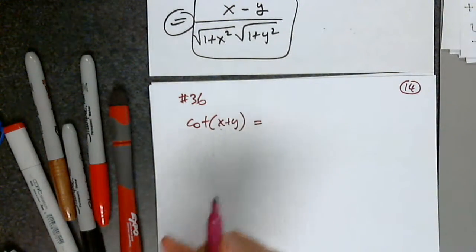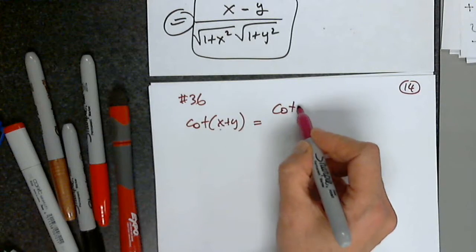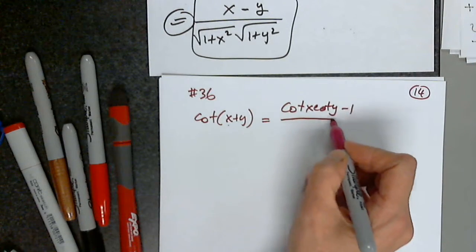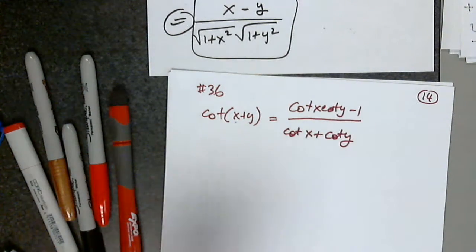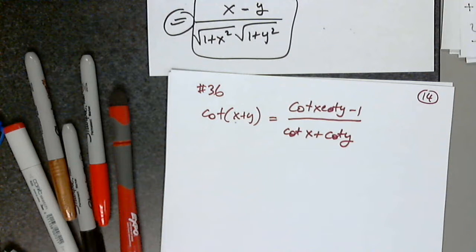Cotangent of x plus y, they say, equals cotangent x, cotangent y minus 1, divided by cotangent x plus cotangent y. Perfect. Okay, so any suggestions? Where will you start? The right-hand side, that looks complicated. I will definitely start with the right-hand side. Very good.